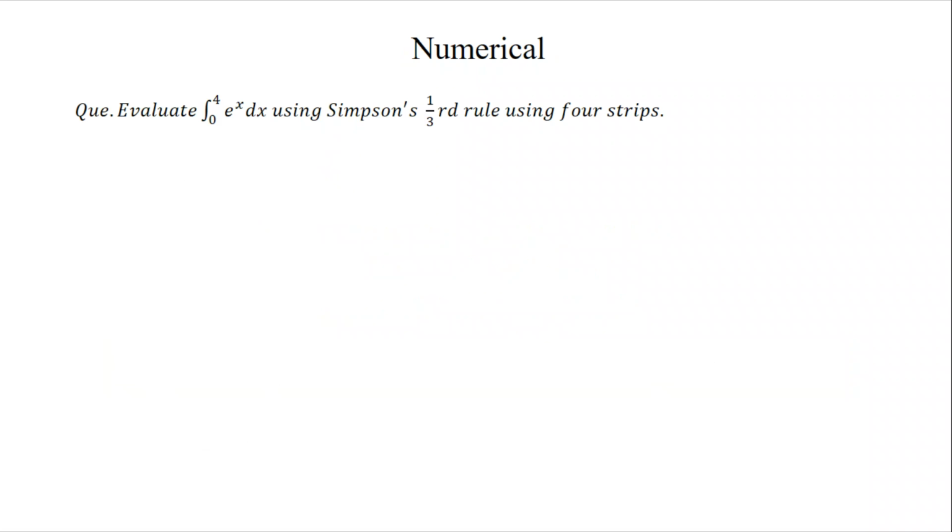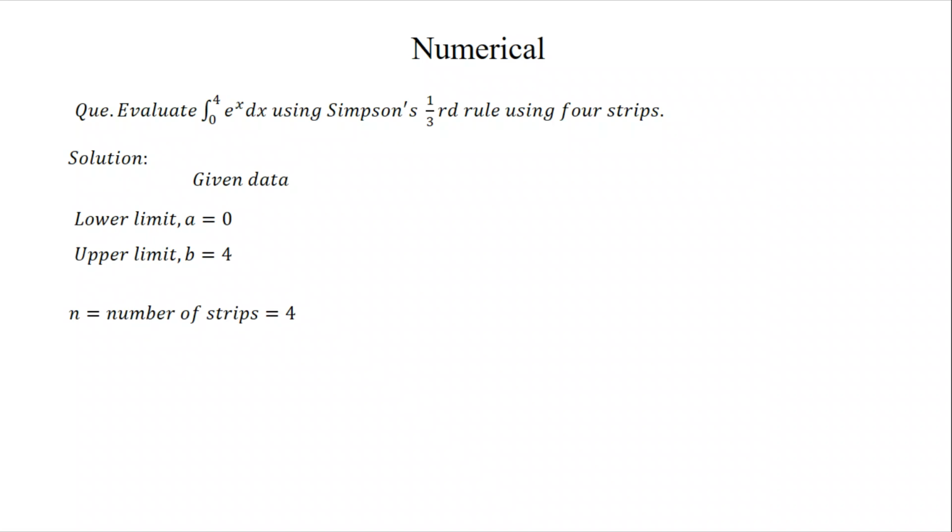So the numerical statement is: evaluate integration 0 to 4 e^x dx using Simpson's 1/3 rule using 4 strips. So solution. The given data is: initial limit a is equal to 0, upper limit b is equal to 4, and the number of strips is given as 4.